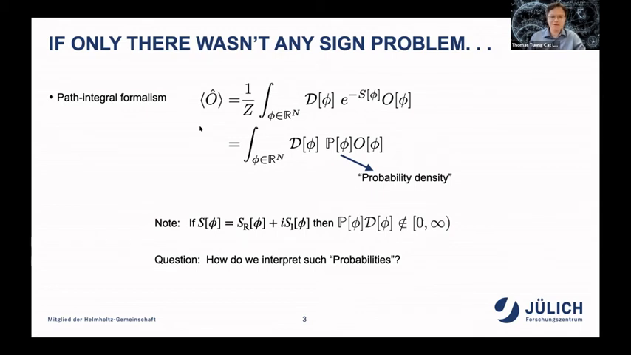That's all fine and dandy when, like I said, the action is real, but there are cases where the action has an imaginary component as well. And when this happens, one can no longer interpret this probability density in any meaningful way because it is no longer positive definite. Okay. And so this raises the question of how do we interpret such probabilities, and it is a serious problem when it comes to lattice stochastic methods. More generally, this is known as the complex phase sign problem.